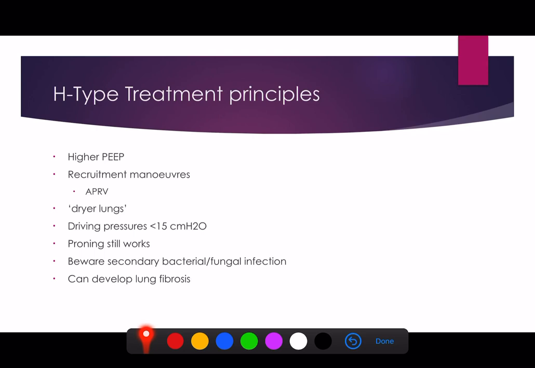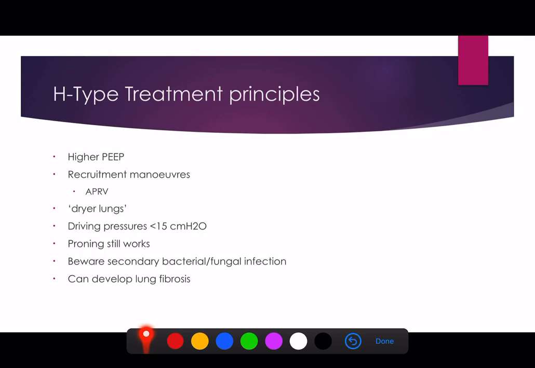Certainly we've seen in the ARDS group of patients that we, on the ventilator, can cause as much damage as the disease can. And so keeping driving pressures below 15 centimetres of water is reasonable for these patients. Again, if you're interested in driving pressures, please check out my video on that, which you can see on my channel.